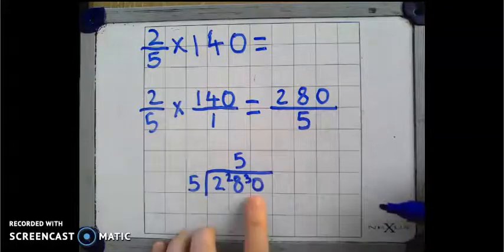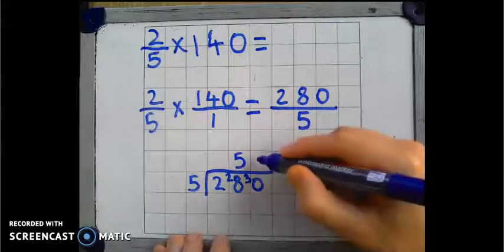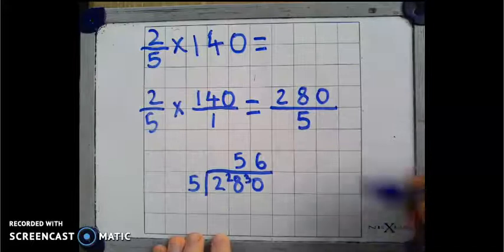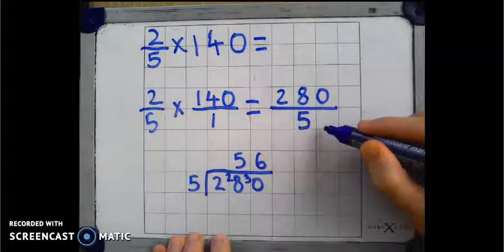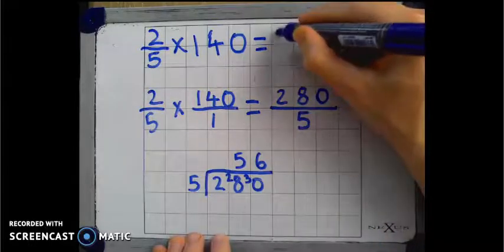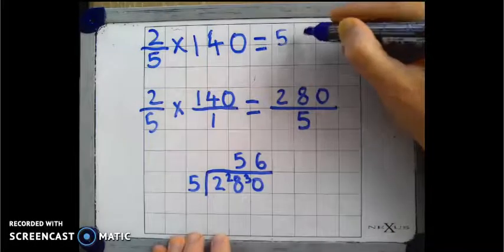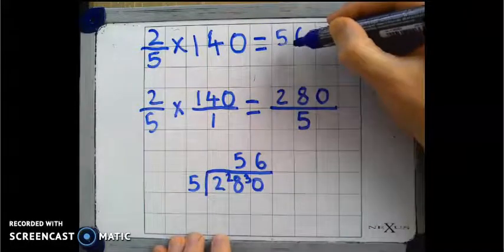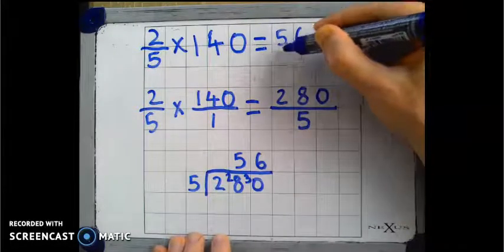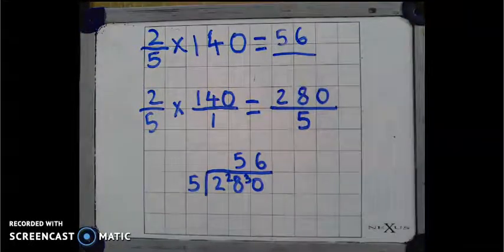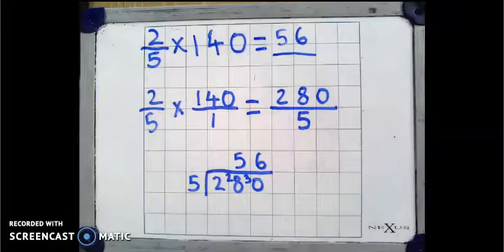Let's move that along here. Now, how many 5s in 30? Well, 5 times 6 is 30. That means that 280 over 5 as a whole number is 56, which also means that 2/5 of 140, or 2/5 multiplied by 140, is 56. As you can see, the answer is smaller than the whole number we started with.